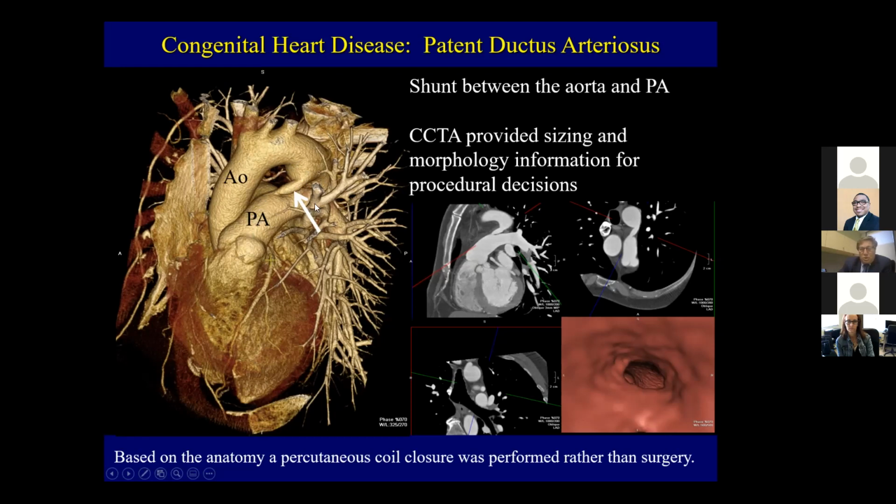It allows us to coaxially look and measure the size at both ends, both the aortic and pulmonary artery end, and in the middle. It allows us to look at it from an endovascular approach and make these types of decisions.